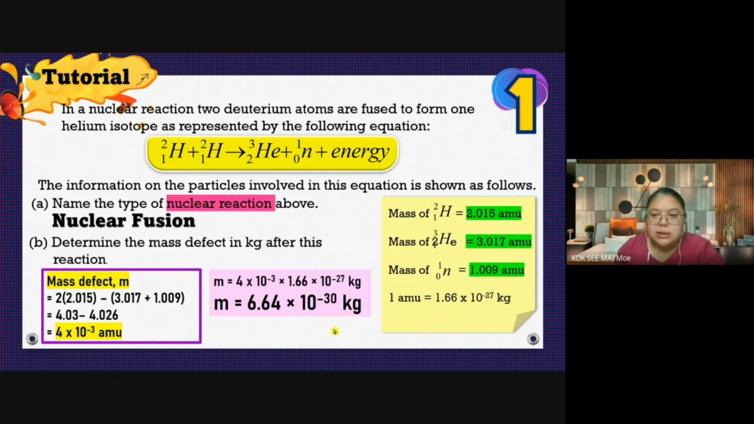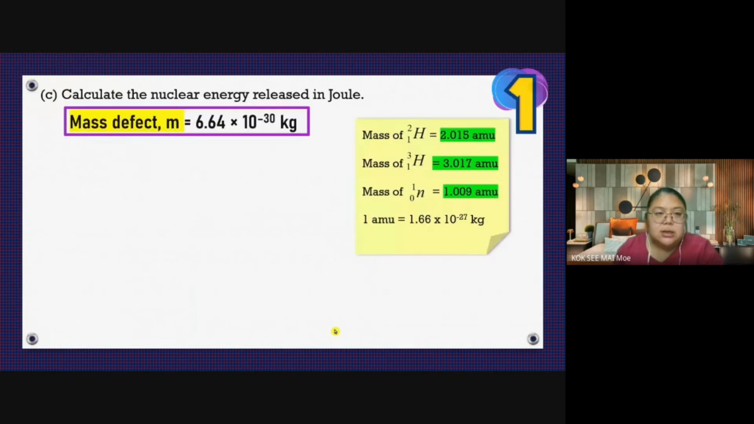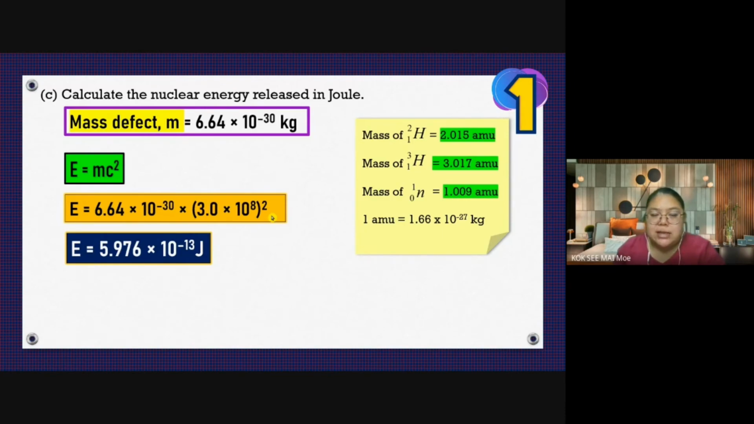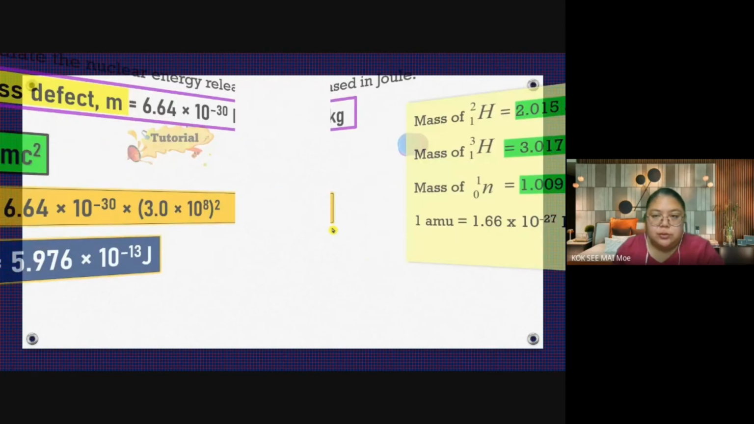Then the next question, surely they want us to find the energy, if I'm not mistaken. Let's see. Calculate the nuclear energy. The pattern is almost like this only. From here we just apply E equals mc squared. You take the 6.64 times 10 power negative 30, multiply by the 3 times 10 power 8, remember squared. The final answer in joules is 5.976 times 10 power negative 13 joules. Then we go to the second question.